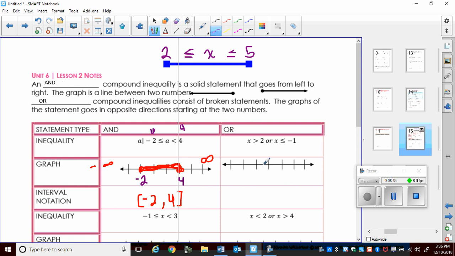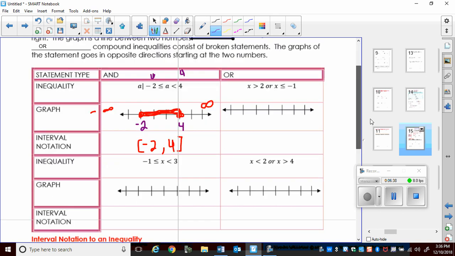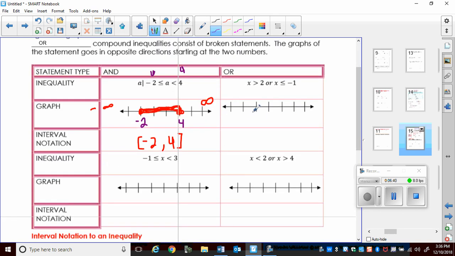Now let's look at the second one, this OR statement. The OR statement goes in opposite directions. So we always want the smallest number first. The smallest number here is -1, and this time we'll number this 0, 1, 2, 3, and 4.